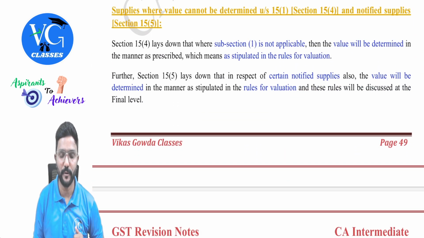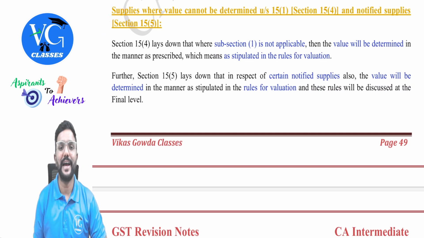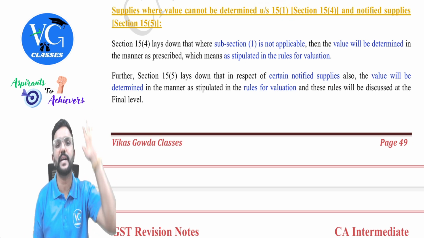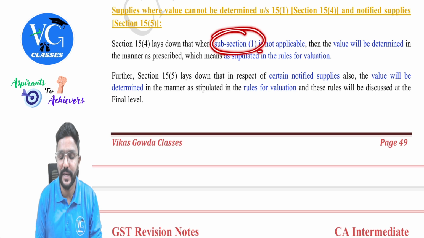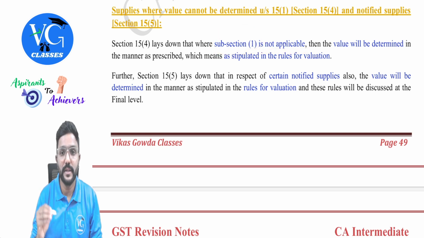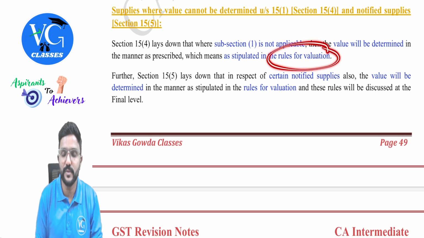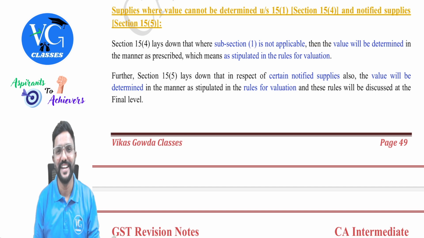Okay, let me just read it out. Supplies where value cannot be determined as per section 15 subsection 1. That is, if any one of the condition is missing. Section 15 subsection 4 lays down that where subsection 1 is not applicable, then the value will be determined in the manner as prescribed. As prescribed means where is it prescribed? In the valuation rules. And don't worry, valuation rules is not a part of intermediate syllabus, guys.